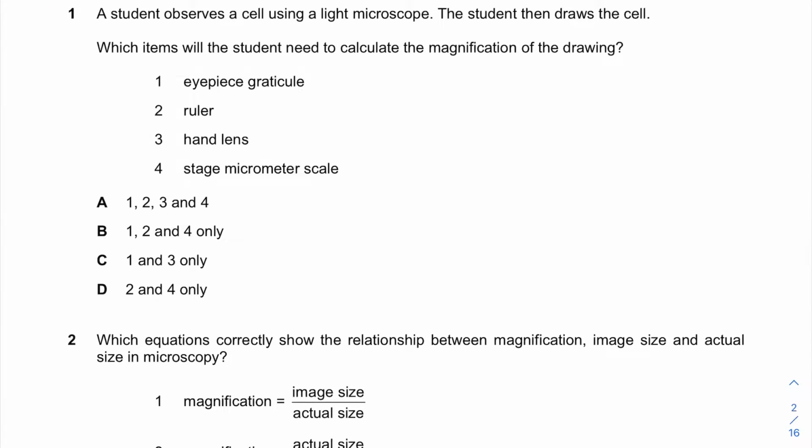So a student observes a cell using a light microscope. The student then draws the cell. Which item will the student need to calculate the magnification of the drawing? So for magnification of drawing, always remember you will need the eyepiece reticule. You will also need the ruler, not hand lens. Hand lens is not a light microscope. It is typically used for plant or environmental field. And also definitely you will need the stage micrometer scale. So this is 1, 2, and 4 for this question.